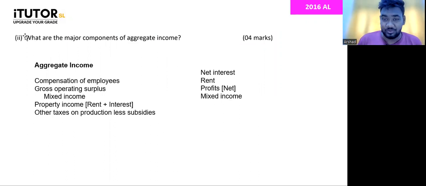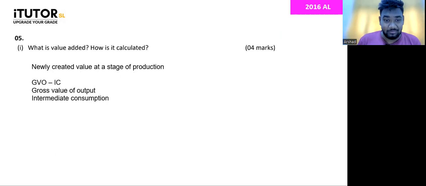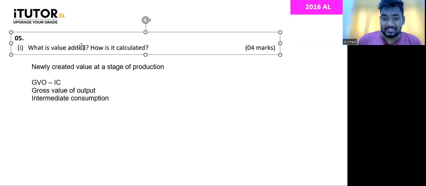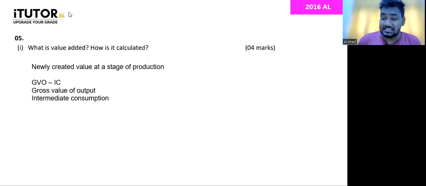2016 part 2. Yes, also one more thing I just remembered, for a question like this, when they give you 4 marks, it's usually 2 marks about what is value added, 2 marks about how it's calculated. So when they give you 2 marks for how it's calculated, something like this might not be enough sometimes. So you know what you can do? You can give a small example, right?